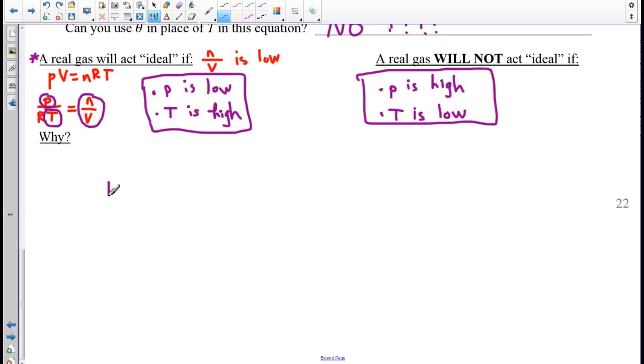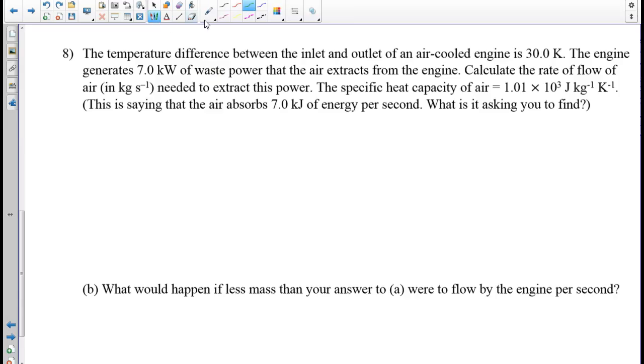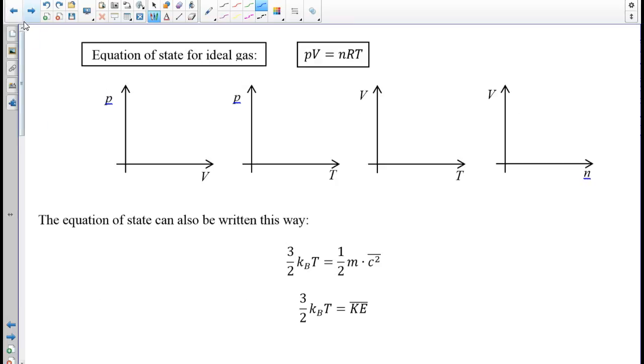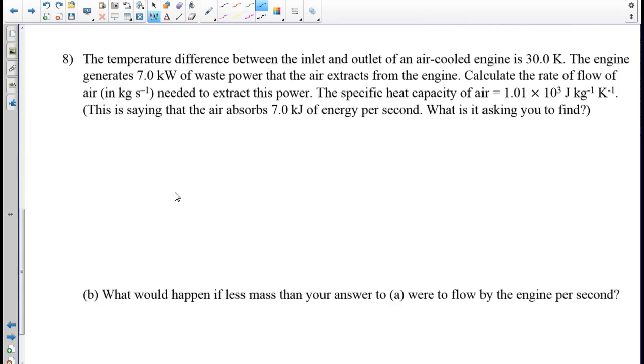And the reason why is just what we showed. PV equals nRT. If you isolate N over V, you get P over RT. So to make that go down, you need pressure to be small and temperature to be high. Okay, now skip ahead to page 8, number 8. Skip this, go to number 8.